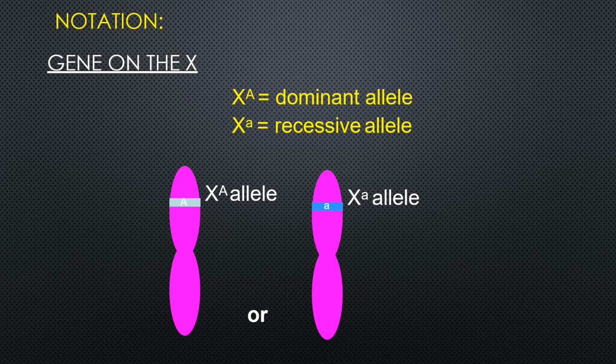So the way we denote genes that are sex-linked is if it is a dominant allele, we would put the X with a capital A. That indicates that it is sex-linked on the X chromosome. If it is a recessive allele, then we have the X with the lowercase a.